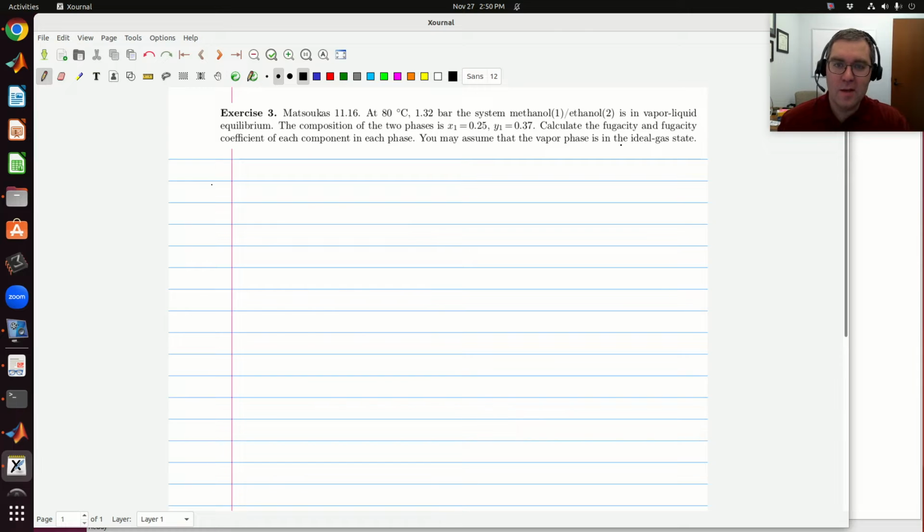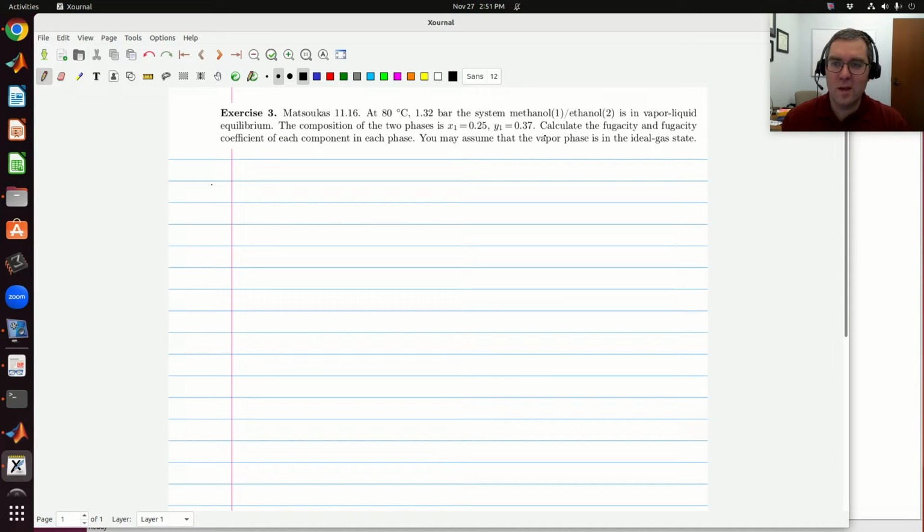At 80 degrees C and 1.32 bar, the system methanol-ethanol is in vapor-liquid equilibrium. So we have a mixture of alcohols, methanol and ethanol. I'd expect component 1 to be the most volatile component, CH3OH versus CH3CH2OH, which follows our notation. The composition of the two phases is given, and y1 is greater than x1, so it confirms component 1 is the most volatile component.